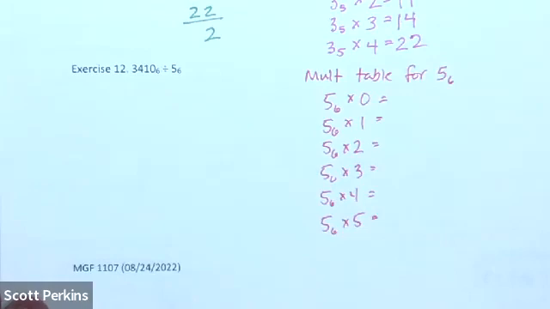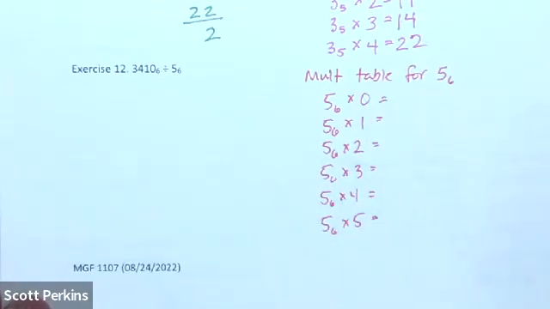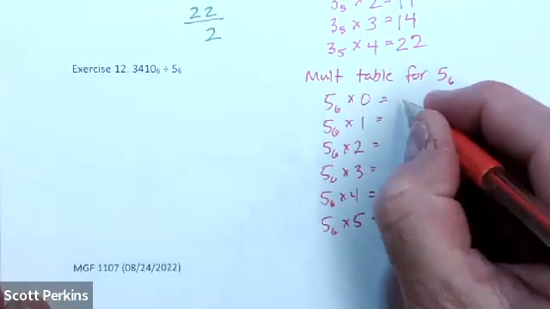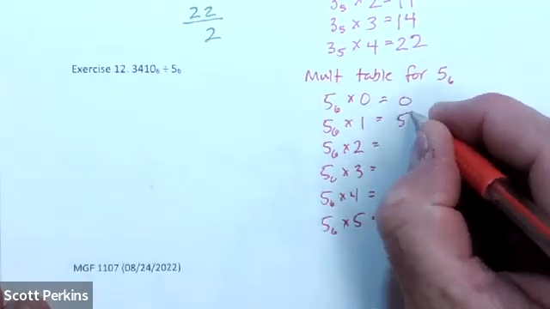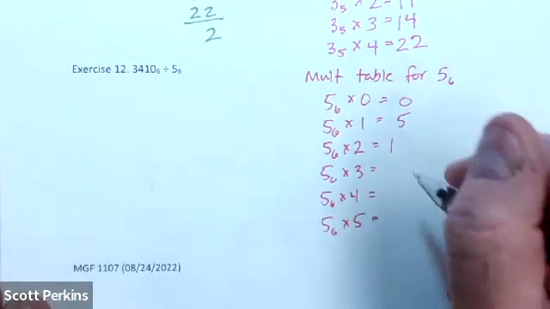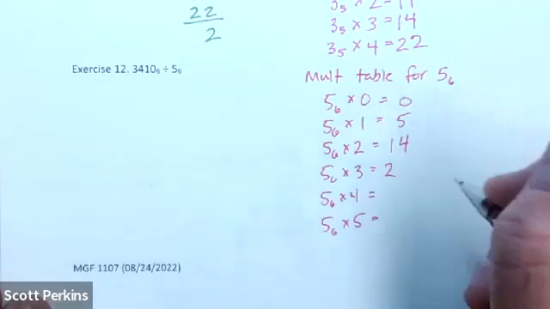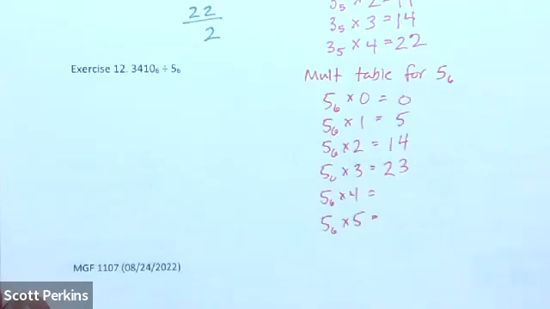Right, the 6 digits for base 6 are 0 through 5. So we're doing this base 6. So 5 times 0 is 0. 5 times 1 is 5. 5 times 2 is 10. 10 is going to be 1 full group of 6 and 4 left over. 5 times 3 is 15. 15 is going to be 2 full groups of 6 and 3 left over.